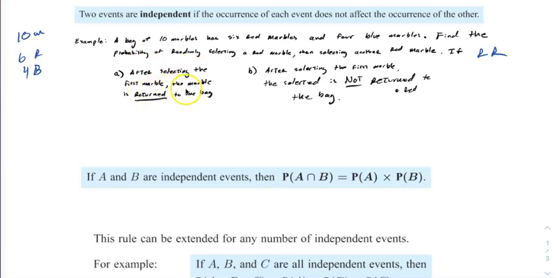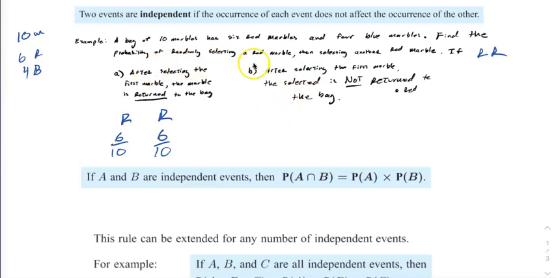After selecting the first marble, the marble is returned to the bag. So the odds of getting a red marble is going to be 6 out of 10. And then we return that marble we selected, we put it back in the bag. So the odds of getting a red marble again will be 6 out of 10. And we'll talk about what to do with that afterwards.